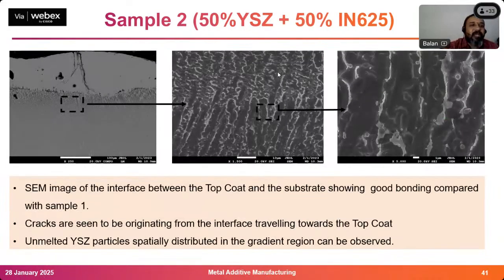If you see the second area, this is the top coat and this is the bottom coat. You can see some of the layers get affected, and even though we see some layers, there are a few cracks. So it shows this structure. Some of the interface of the top coat shows good bonding compared with sample one. Even though cracks are seen in the top coat, some unmelted particles are also seen. Some of the yttria stabilized zirconia did not get melted. You can see unmelted particles can be observed.